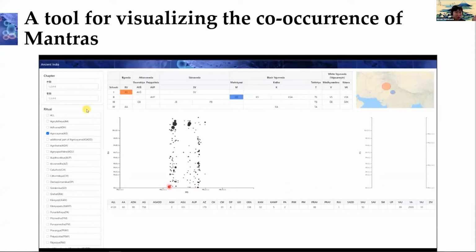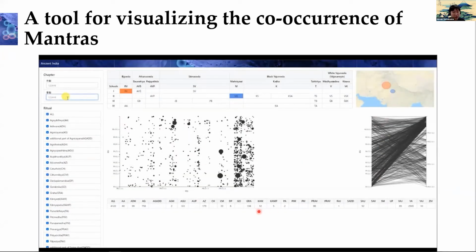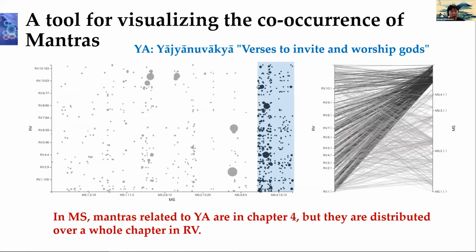And this is a ritual filtering. And we can do the chapter filtering using this editor. And the count of the number of mantra is also listed in the table below. Okay, so here are some examples of how the tool is used.